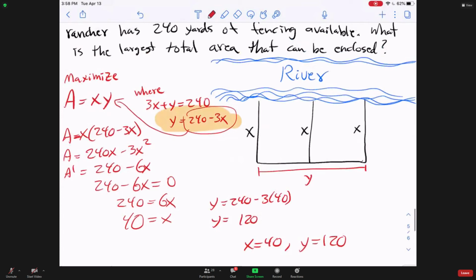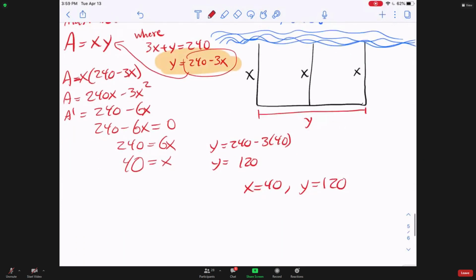Now, the question says, what's the total largest area? Well, the maximum area would be x times y. And I'll show you that it's a maximum in a second. So what is 40 times 120? That would be 4,800 square yards.